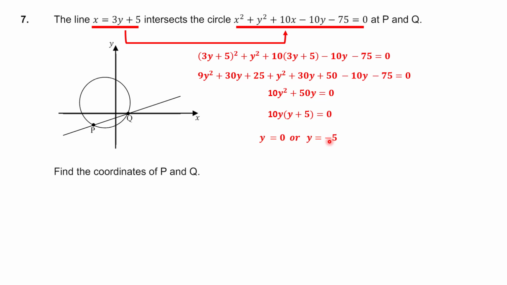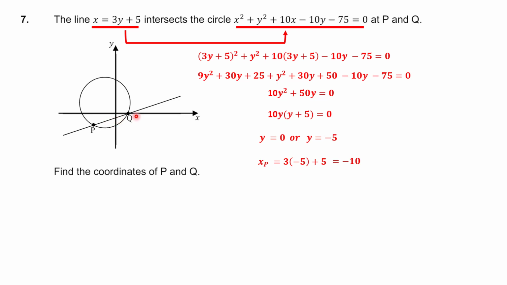Now we want to find the coordinates. So let's just look at this. It looks like y is negative, so that's probably going to be this one here. So the x-coordinate of P, just go back to here and you put y equal to -5. So that's what I've done there. Let's work that out. 3 times -5 is -15, plus 5 is -10.